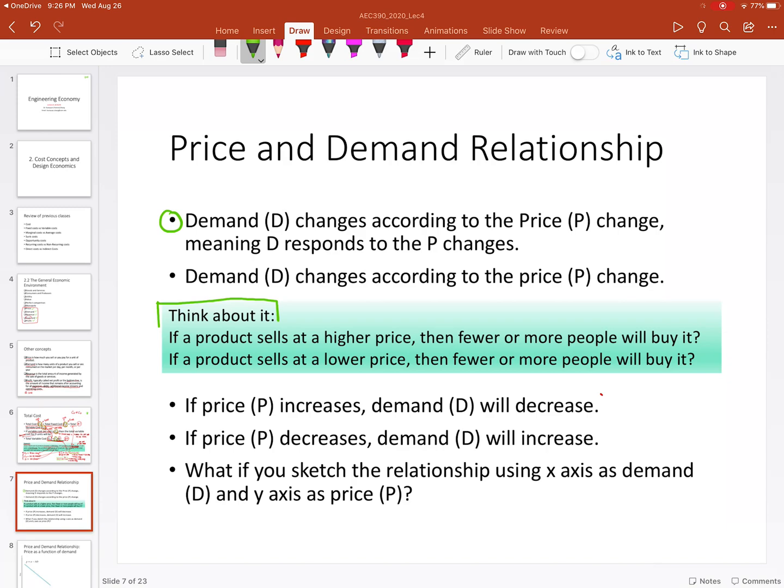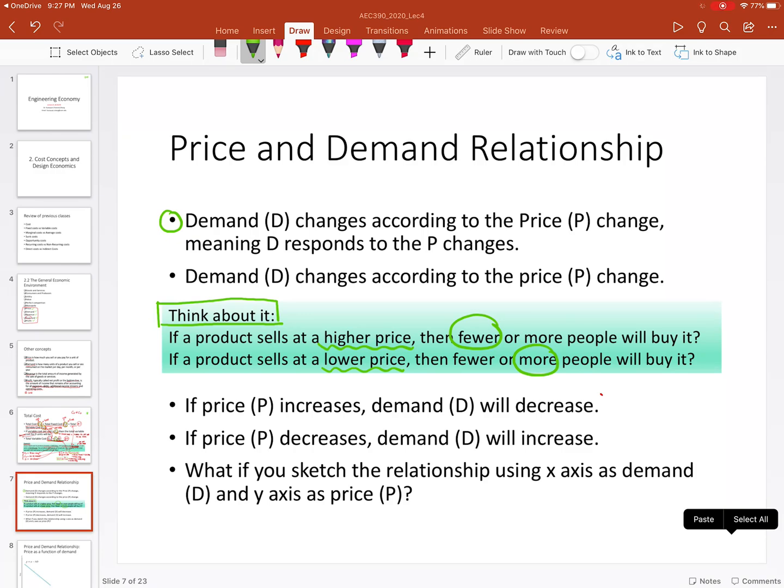And then think about this question. If a product sells at a higher price, then will fewer or more people buy it? I think it's fewer. Because it's more expensive, people wouldn't spend that much on the same product. They might choose another cheaper one, right? So the demand is going to be lower. And second, if a product sells at a lower price, will more or fewer people buy it? If it's cheaper with the same quality, of course more people will buy it, right? So these two situations are very easy to understand. We see it every day on the market.